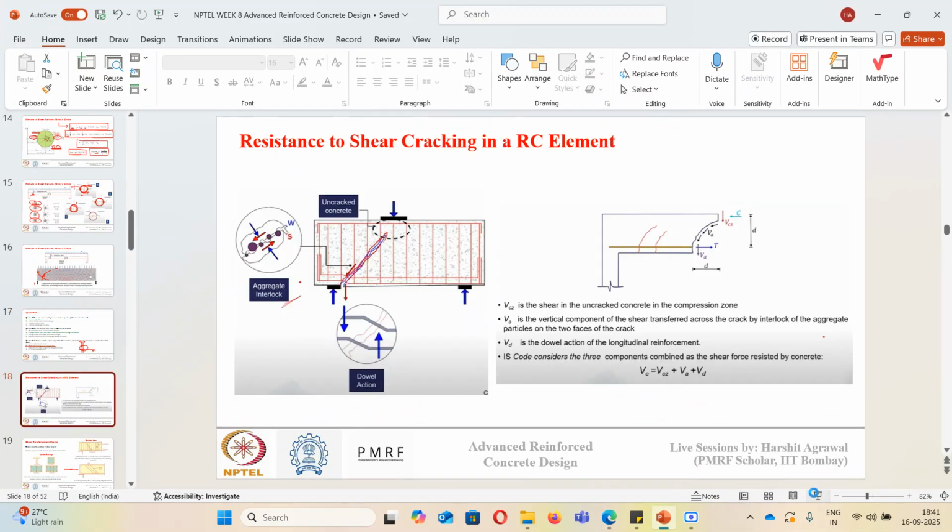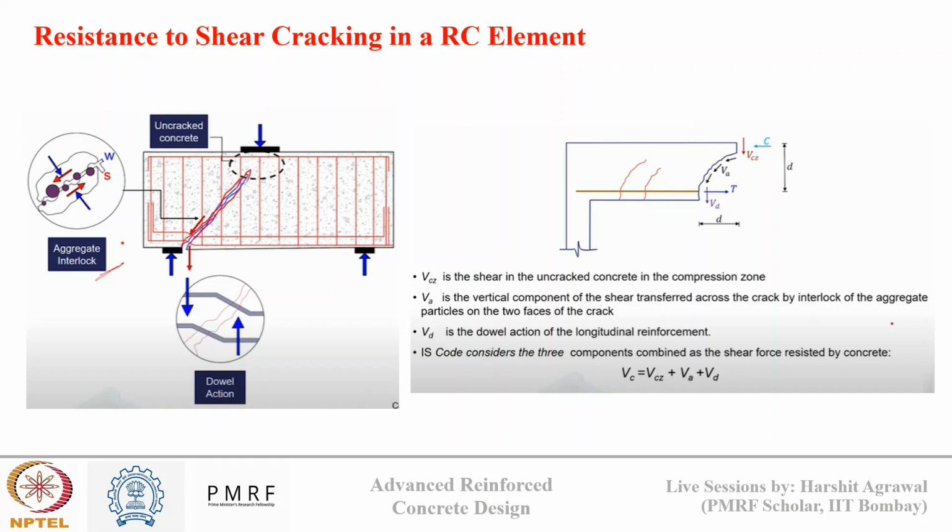Okay, now let's move ahead. How we provide resistance against shear cracking is our next discussion. Unlike flexure, where only steel reinforcements are assumed to provide resistance to bending, in shear both concrete and steel contribute to the shear strength of a reinforced concrete member. First we'll see how concrete contributes, and then we'll see how we design for shear reinforcement.